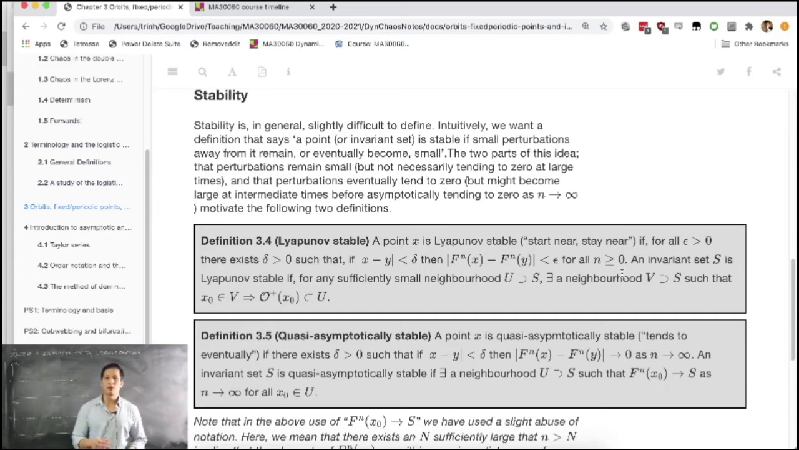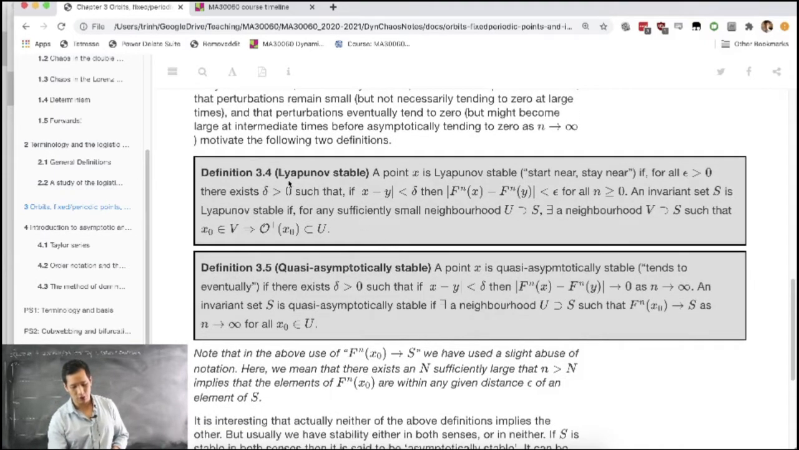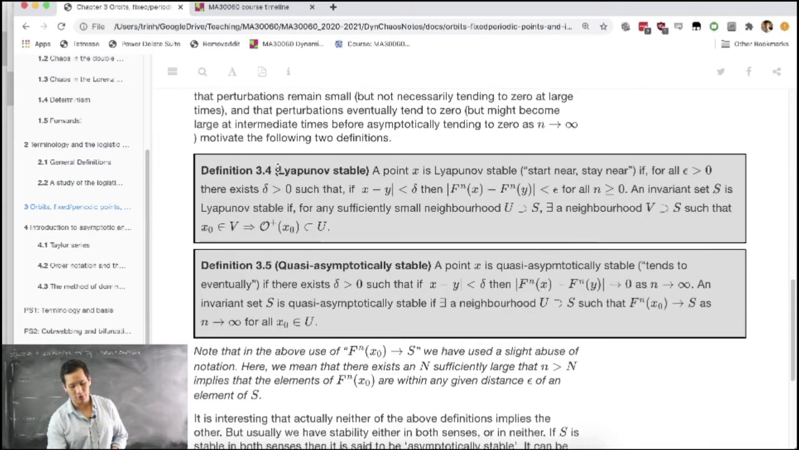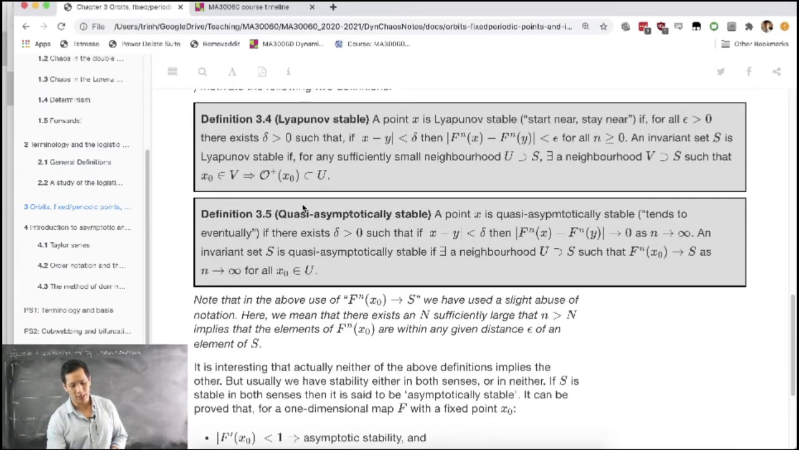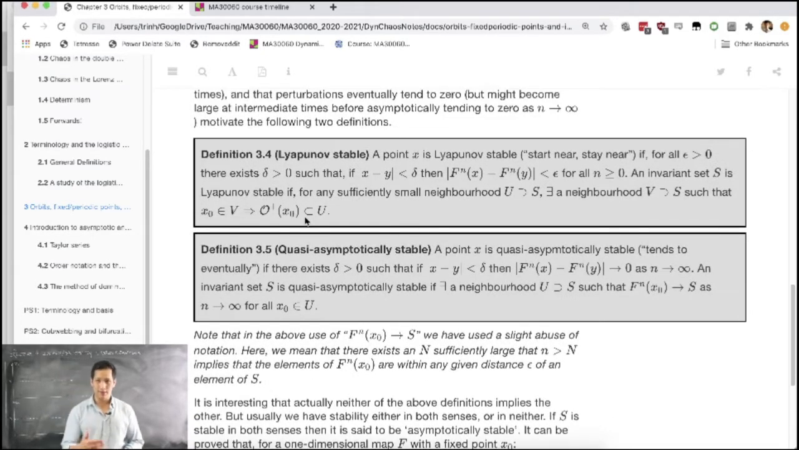Okay? And corresponding to those two ideas of stability are the two definitions of stability that we want to look at in today's class, which is one is Lyapunov stable, this is Definition 3.4, and the other is quasi-asymptotically stable. If a fixed point obeys both notions of stability, Lyapunov stable and quasi-asymptotically stable, then you describe it as asymptotically stable. Okay? And so the basic idea is captured. Let's read the definition first, and then I'll draw the picture on the board.